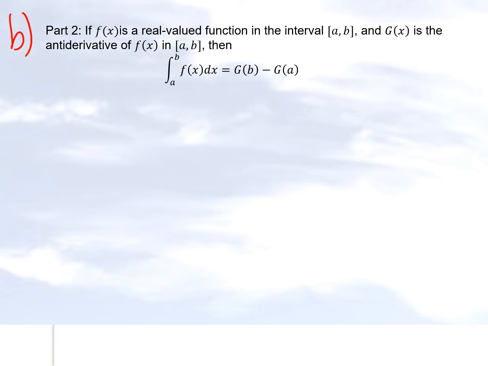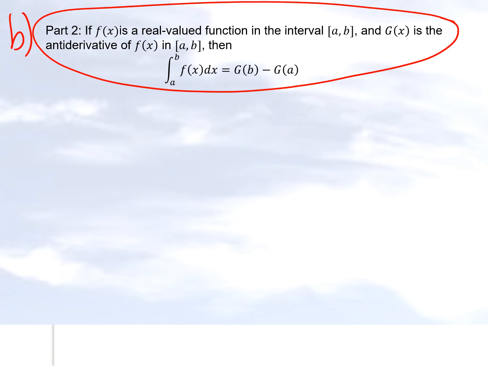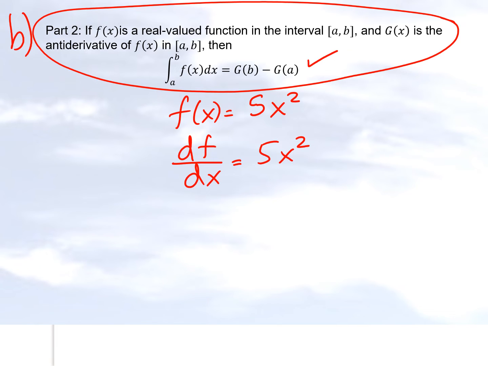So here we're going to talk about part B, and I wanted to revisit this particular part of the Fundamental Theorem of Calculus, that if g of x is the derivative of f of x, then this is true. So what that means is that our function f of x is 5x squared. I'm going to repose the problem as dy by dx being 5x squared. That's what I'm going to do.